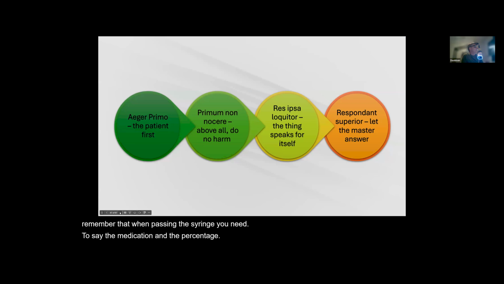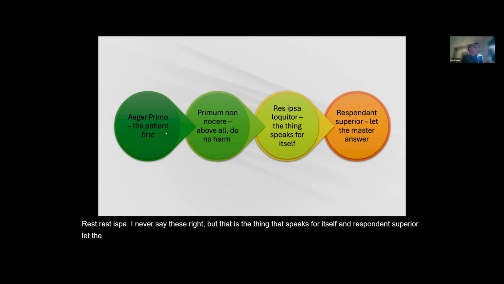Agar primo, the patient first. Primum non nocere, above all, do no harm. Res ipsa loquitur, I never say these right, but that is the thing that speaks for itself. And respondeat superior, let the master answer. These are important decrees, especially agar primo for surgical technologists. They are something to remember.